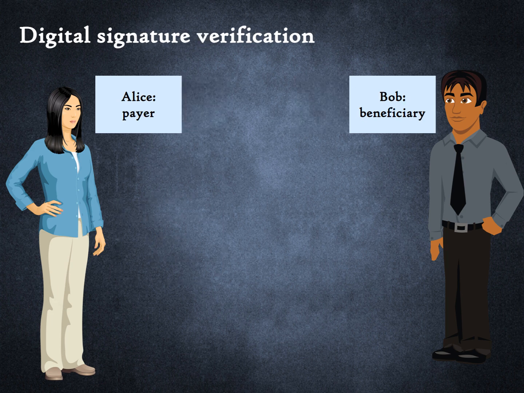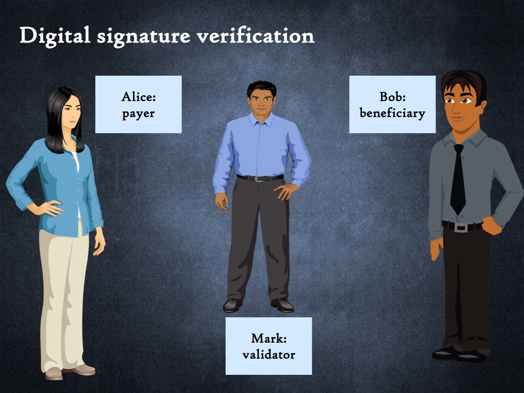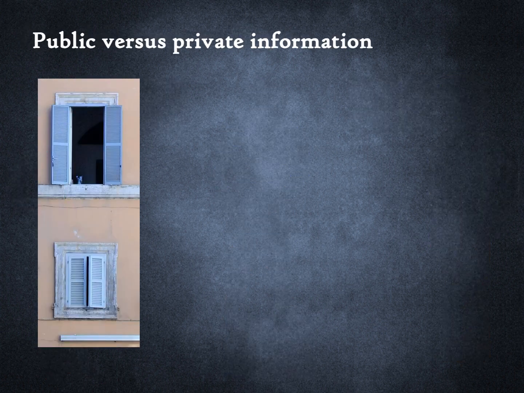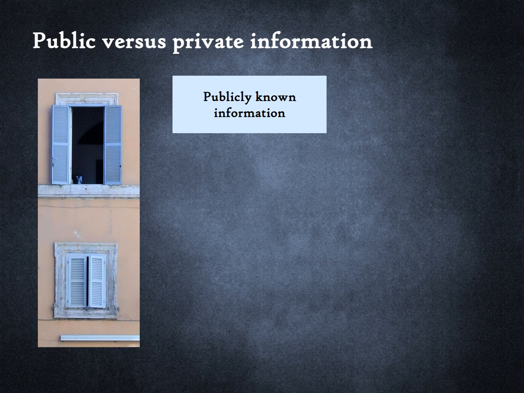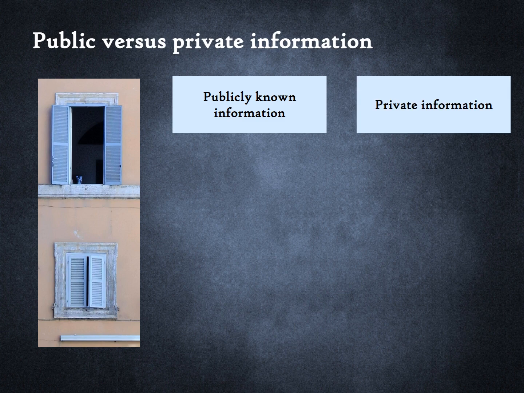We can now introduce the character of Mark, who runs a computer on the Bitcoin network and performs the role of a bookkeeper. He must verify the digital signature is correct before the transfer of value from Alice to Bob can occur. Before we move on to digital signature verification, it is helpful to reflect on what is publicly known and what is secret. Let us list everything so far that is publicly known. The public key.